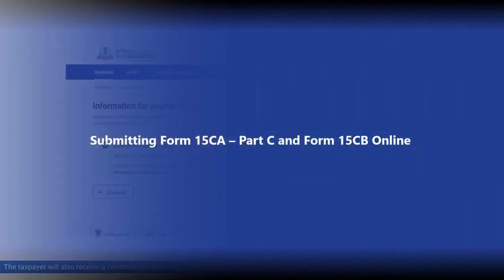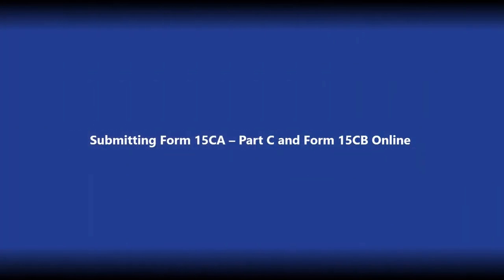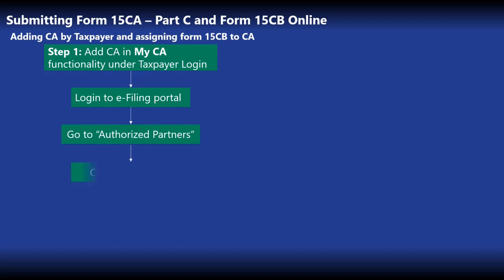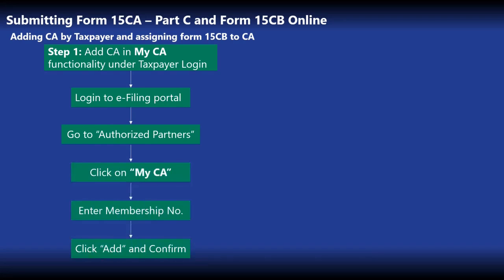Now let us look at how do we submit Part C of Form 15CA and Form 15CB through the online mode. In order to submit Form 15CB, the taxpayer has to first assign the Form 15CB to a chartered accountant. So first of all, the taxpayer will log into the online portal and go to Authorize Partner tab. Click on My CA and add the details of the chartered accountant and click on Confirm button.